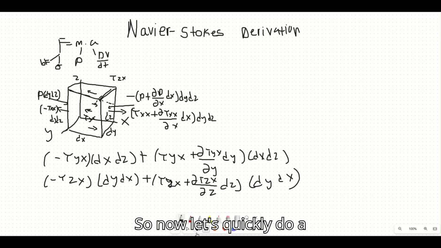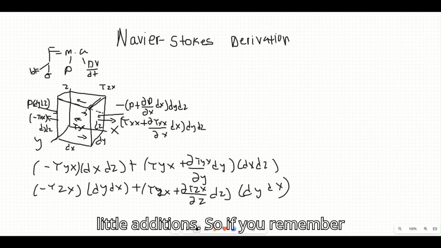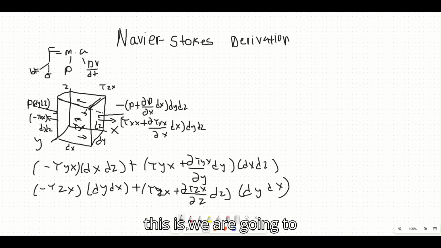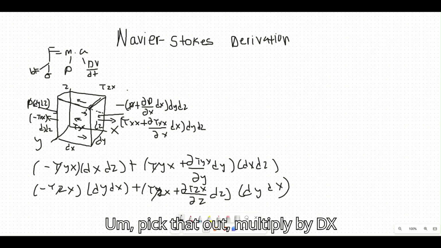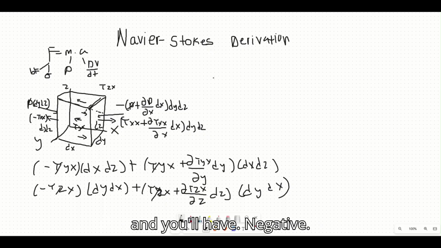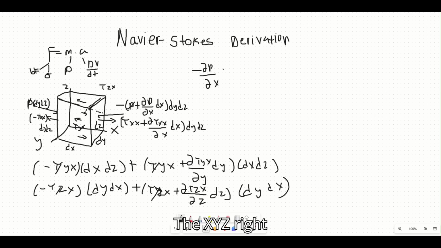So now let's quickly do our little additions. If you remember, the p terms are going to cancel out, and in this scenario, this, this, and this are going to cancel out. So we can also take that dy dz out, multiply by that dx, and we'll have negative partial p over partial x, dx dy dz. Over here, do the same thing.